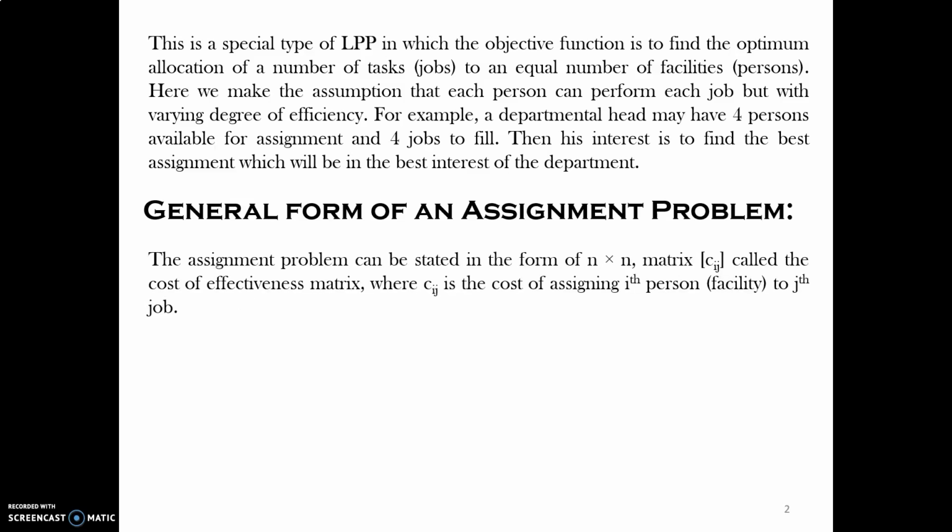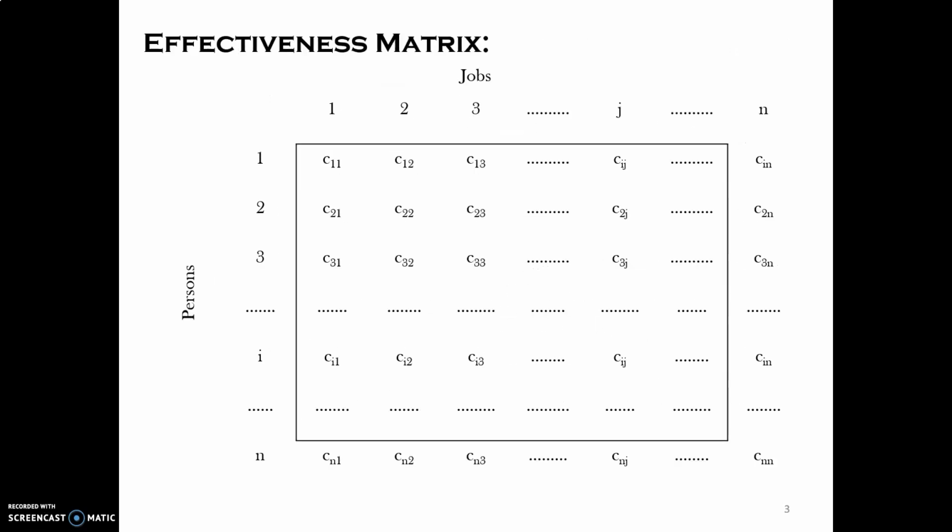It is denoted by an n into n matrix, called Cij, called a cost matrix, also called a cost effectiveness matrix, where Cij is the cost of assigning the ith person to the jth job. That means one person, one job, and Cij is the cost associated with that particular person for performing that particular job. This is the effectiveness matrix which we are looking for.